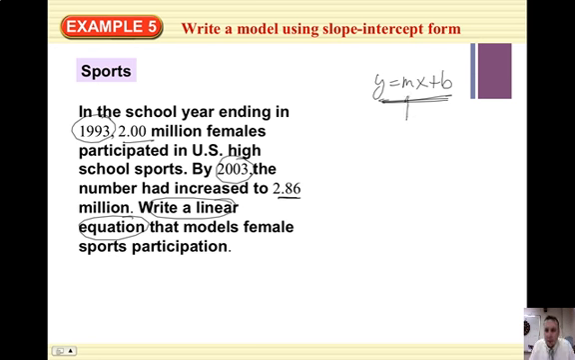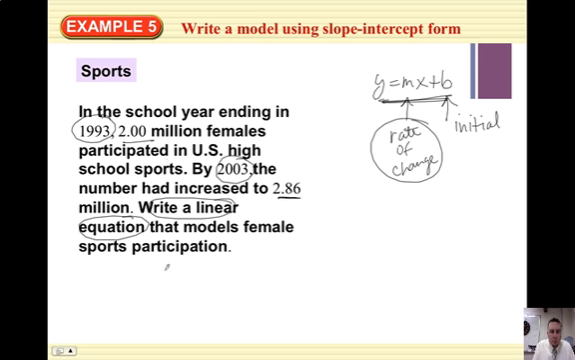Now, what does m mean in this case? What does b mean in this case? Well, I told you before, m is not just the slope, it's the rate of change. B is not just the y-intercept, it is the initial, whatever you're talking about, initial weight, initial in this case, it's initial females that participated in sports. So, all you have to do is find your slope, your rate of change.